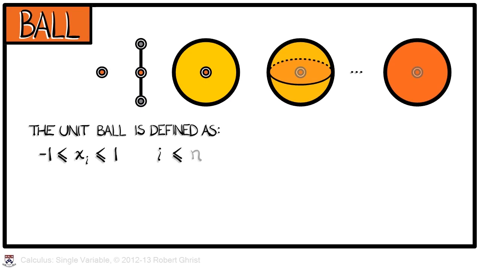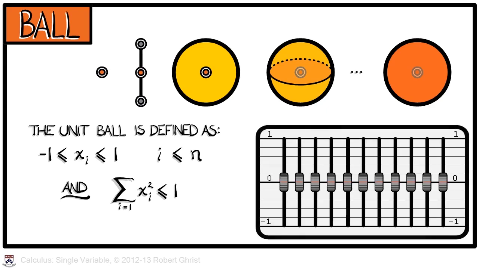The unit ball is defined as the set of points with coordinates x sub i between -1 and +1, satisfying the additional constraint that the sum of the squares of the coordinates is also less than or equal to 1. This is what we're used to in 2D when we say x squared plus y squared is less than or equal to 1. This is simply the generalization of that.